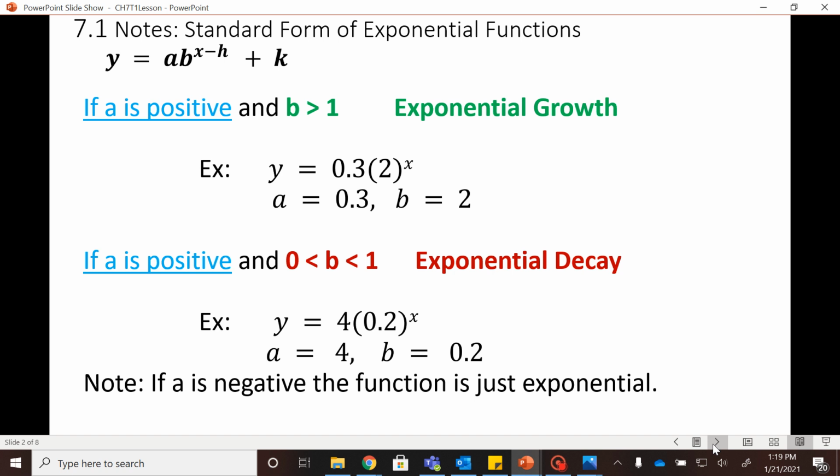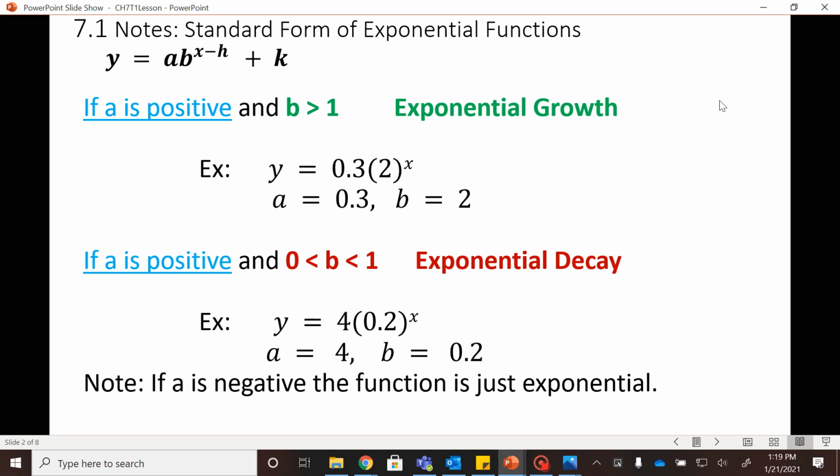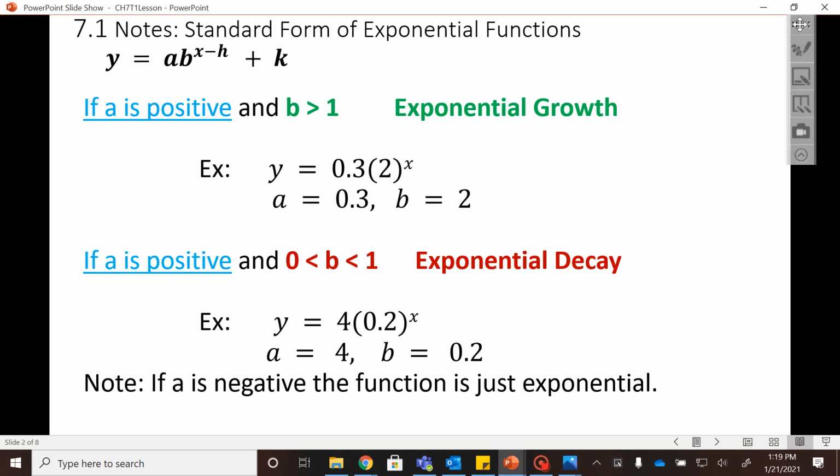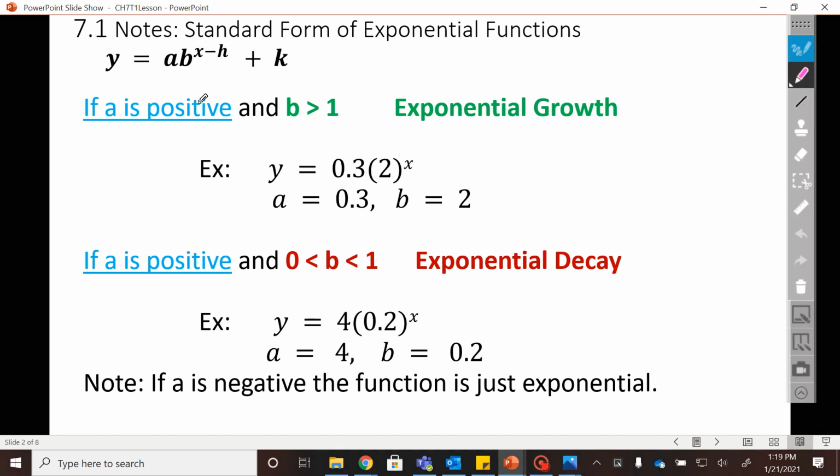Now, how do you determine if something's growth or decay? A function will be exponential growth if the rate, which is the b value, the base of the exponent, is larger than 1. If the base is between 0 and 1, then it is decay. As long as the a value is positive, it will be categorized into one of these two categories. If the a value is negative, then it's just referred to as an exponential. It's not growth or decay because it doesn't model anything.